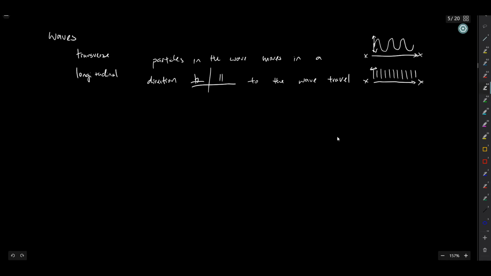So longitudinal is the second graph. Yeah, of course.